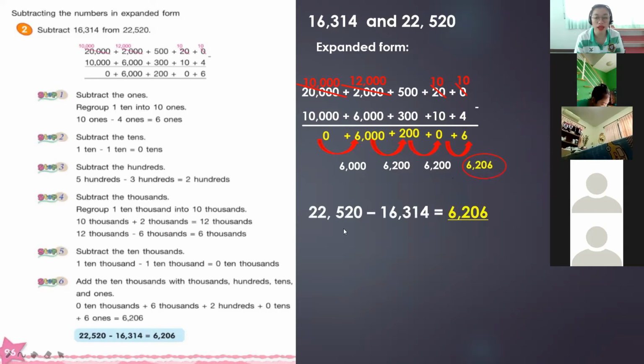And 6,200 plus 6 is equal to 6,206. So the difference between 22,520 minus 16,314 is equal to 6,206.